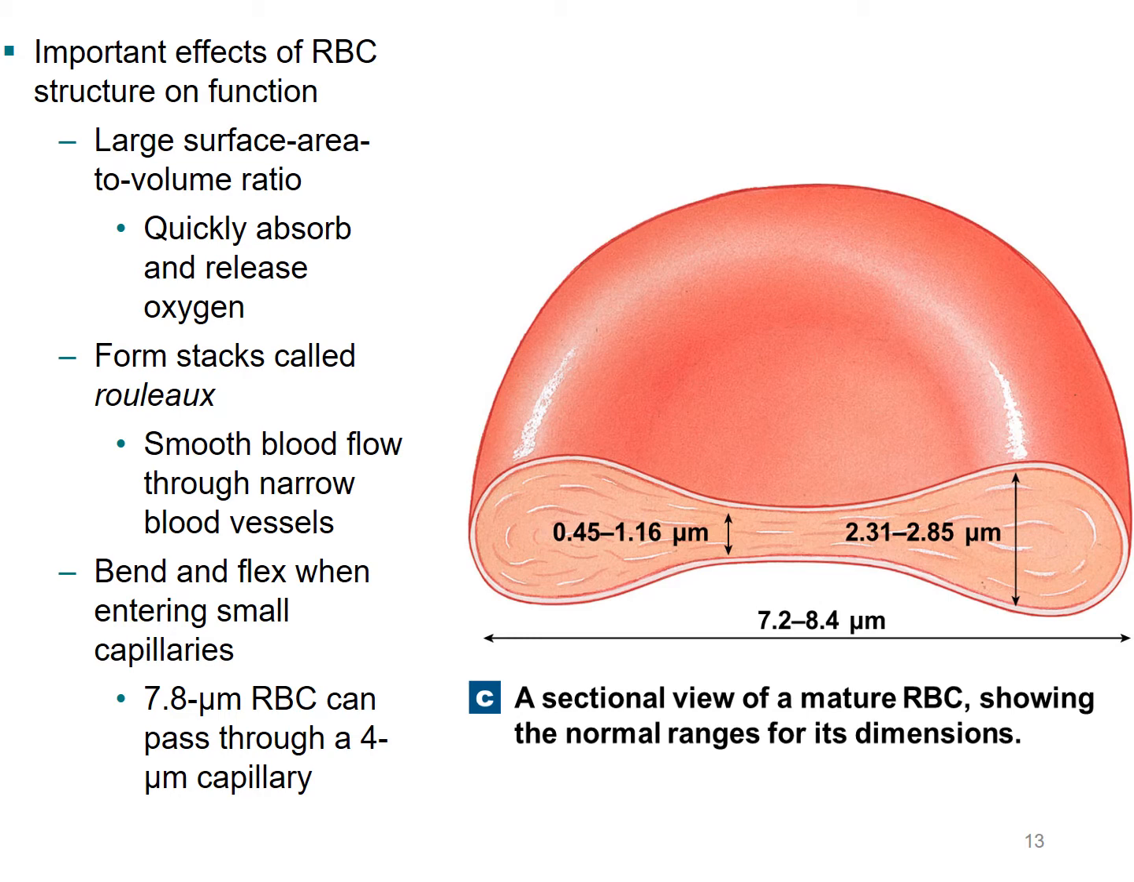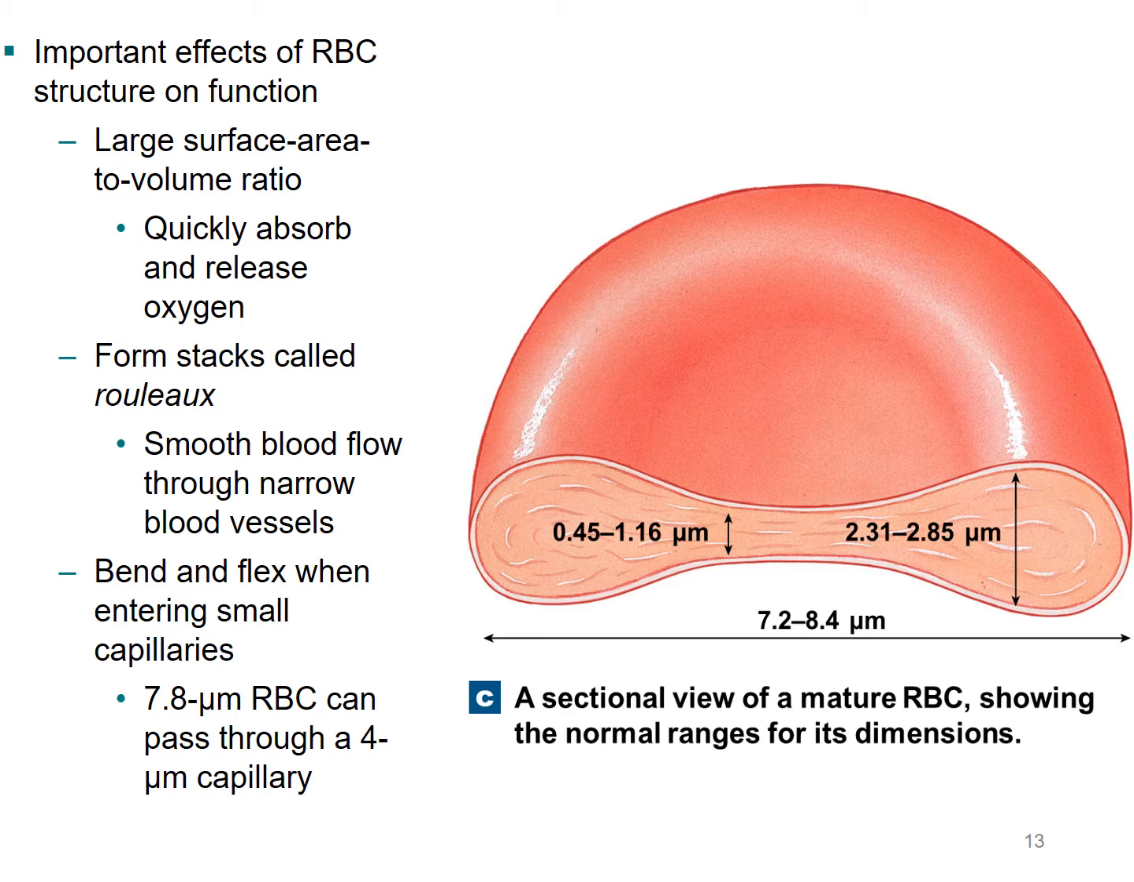The other thing that the shape will do is allow it to form these stacks of red blood cells called rouleaux, and this will allow for smooth blood flow through even narrow blood vessels. So we don't want turbulent flow, we don't want backed up flow, we don't want things hitting the wall and causing problems with the vessel. So we want to be able to create these kind of stacks that will allow there to be a continuous smooth blood flow through these vessels.